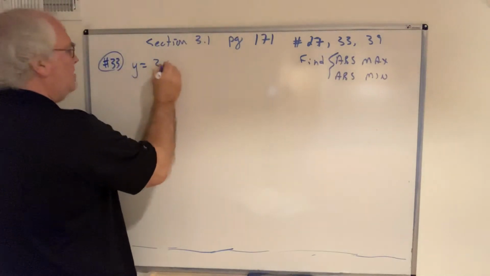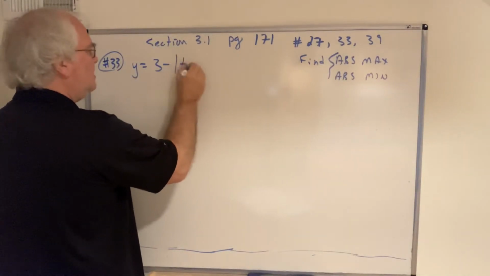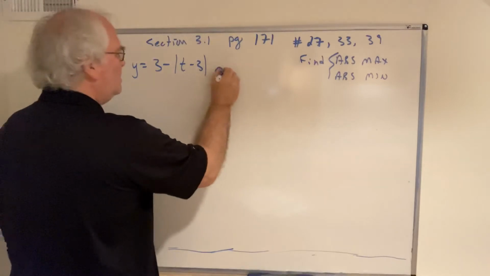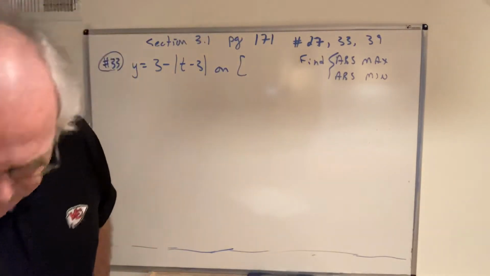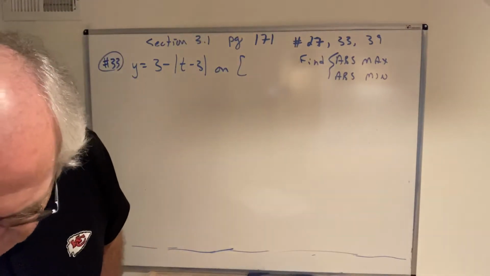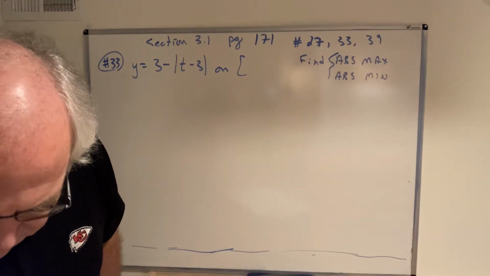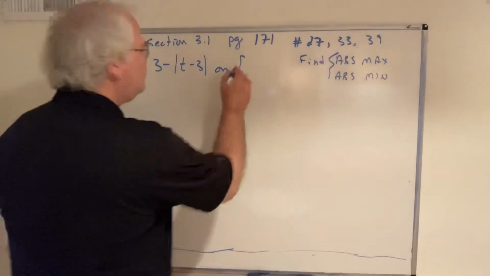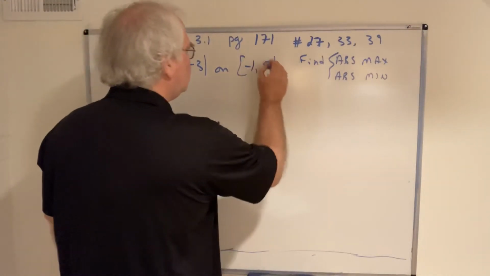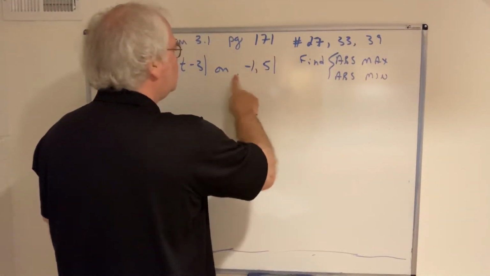Y is equal to 3 minus absolute t minus 3. And we're given an interval here. The interval here is, what's my number? Where is it? Hello, eyeballs working. -1 to 5.